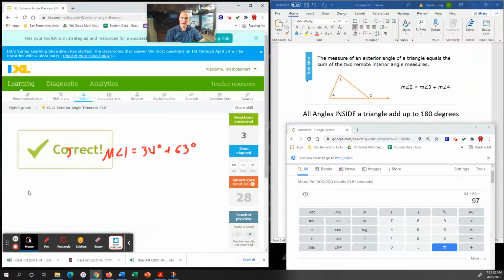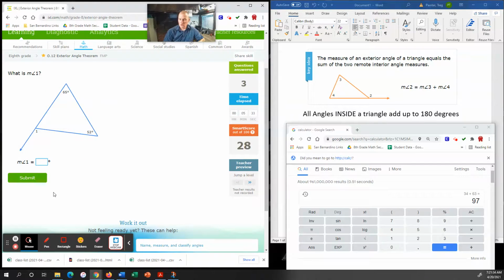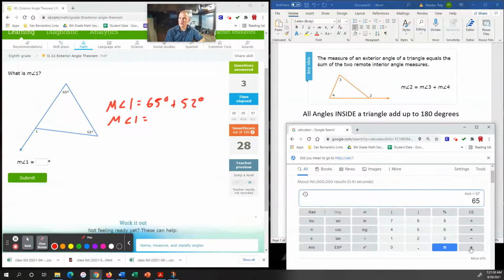All right, let's go ahead and submit that. Perfect. So far so good. We're at a SMART score of 28. We got the measure of angle 1 equals 65 degrees plus 52 degrees. And the measure of angle 1 is going to be equal to just simply adding them up. So here we go, we got 65 plus 52 equals 117 degrees.